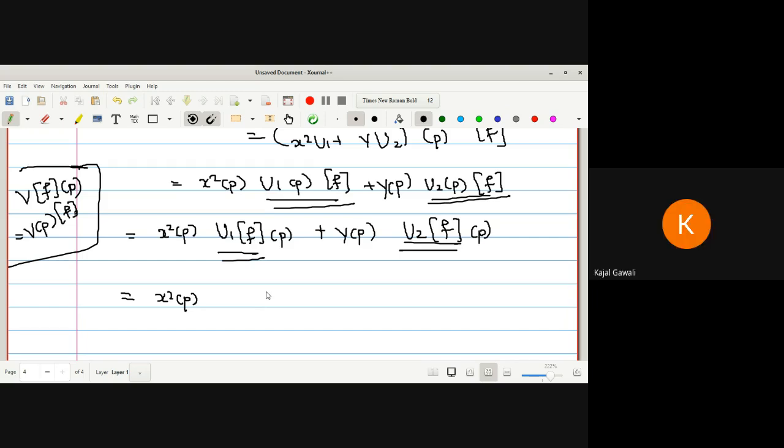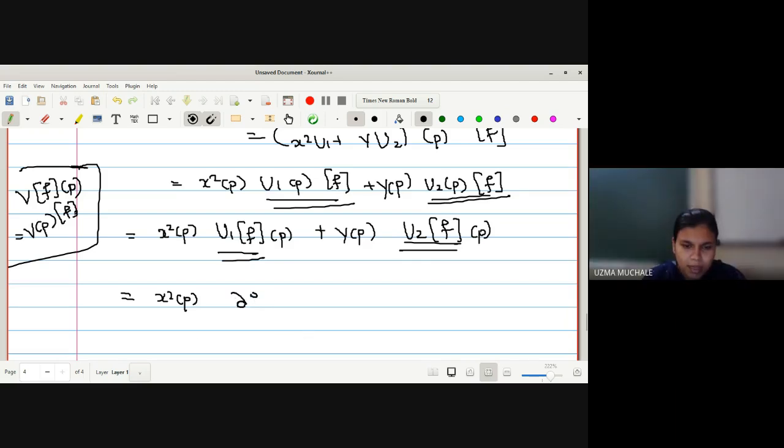Dou f by dou x. Dou f by dou x, ma'am. Yes, it is dou f by dou x or dou f by dou x1 evaluated at a point P plus y at a point P, then it is dou f by dou x2 or you can say it is dou f by dou y here, because our function is of the form x square z y. If x1 x2 x3 are the variables, then at that time you can write dou f by dou x2.